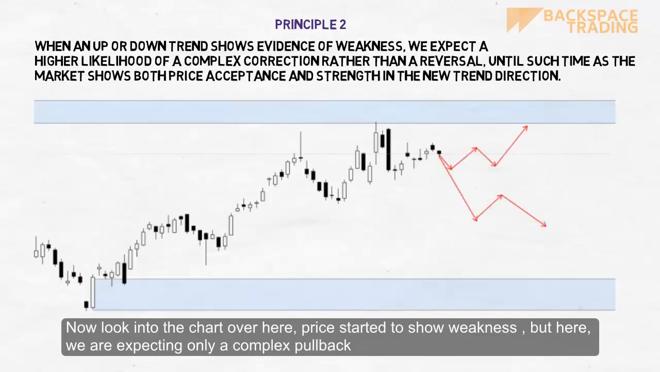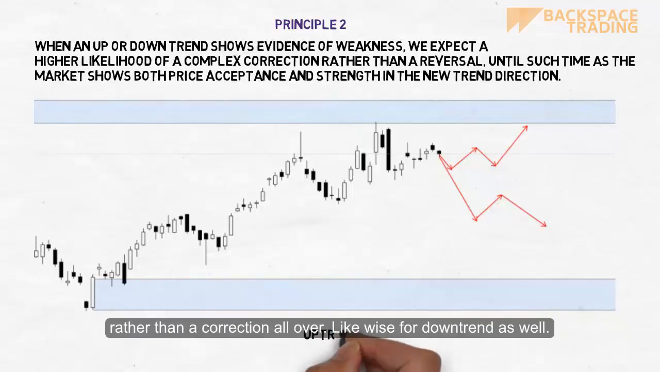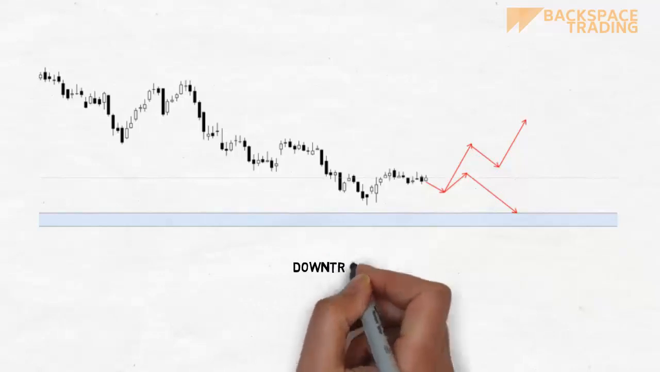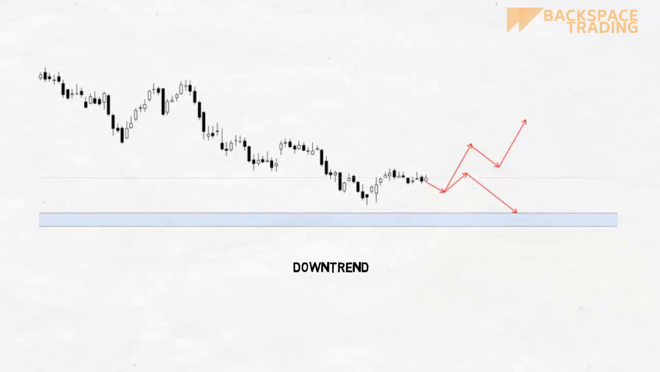Look into this chart over here. See, the price has started to weaken, but here we are expecting only a complex pullback. We are not expecting a reversal, and this is for uptrend. Look into downtrend. It has started to weaken, but it cannot reverse. Okay.